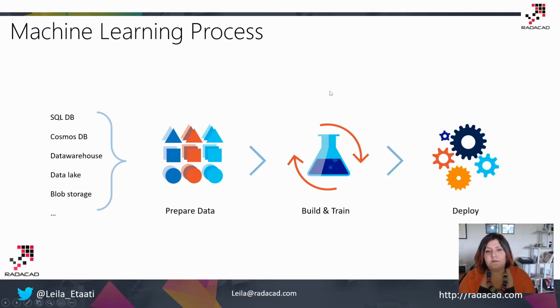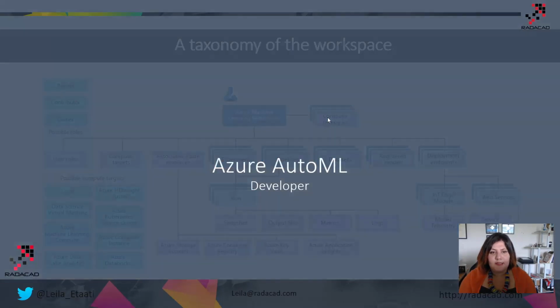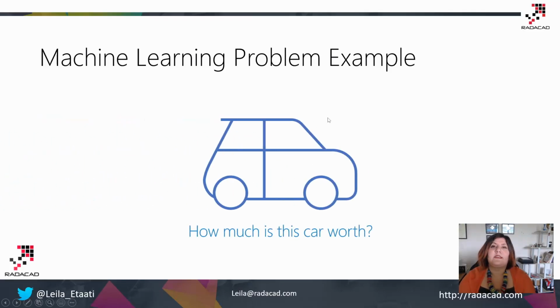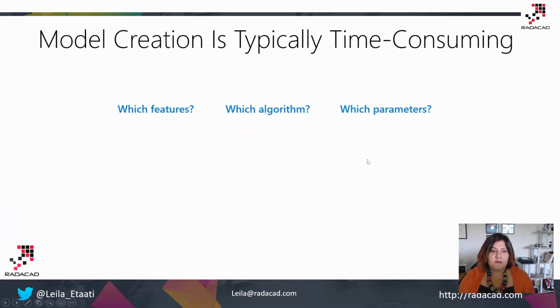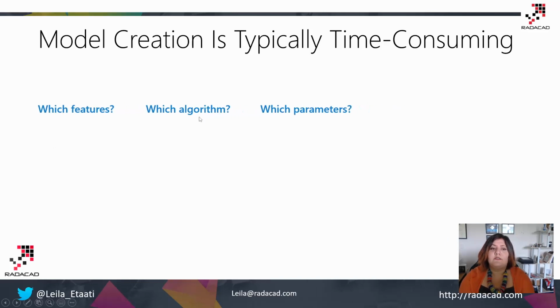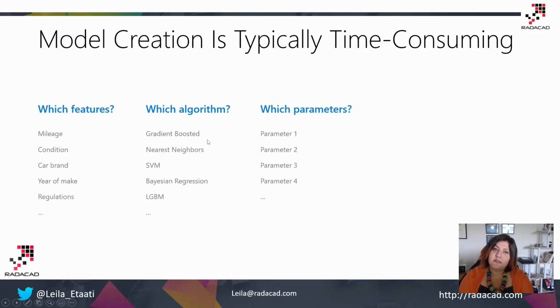Before I explain that, let me provide an example where we are going to predict the price of a car. Imagine that we have a car and we want to see how much this car is worth. Definitely, if we want to predict the price, we need some attributes to predict it. So we have some features, we need some algorithm, and each algorithm has its own parameters.